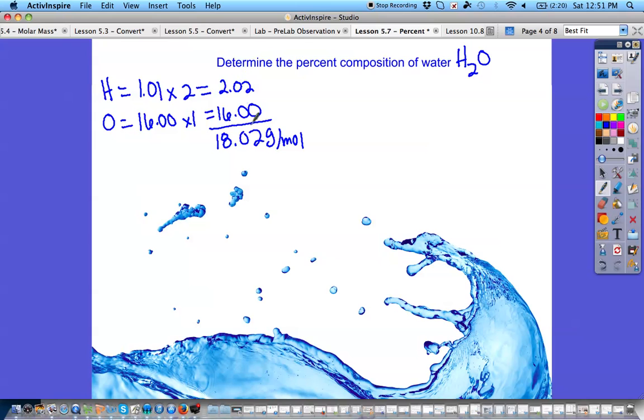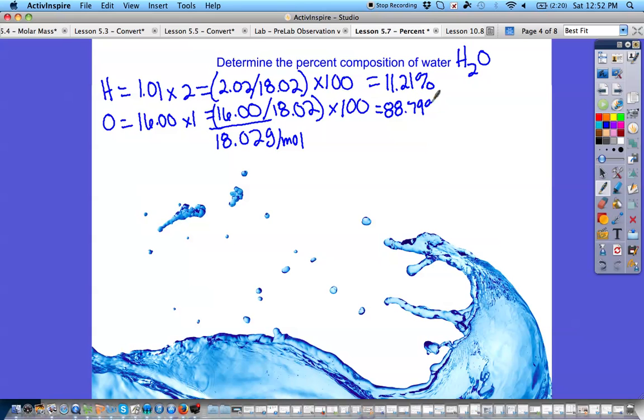So now we're going to divide the individual masses of each element by the total molar mass, 18.02. And then we multiply by 100 to get a percentage. I kind of do this all as one step, just to save some room and calculations. So for hydrogen, it's 11.21%. And for oxygen, it's going to be 88.79%. When we add these together, we get 100.00%. So we're good.